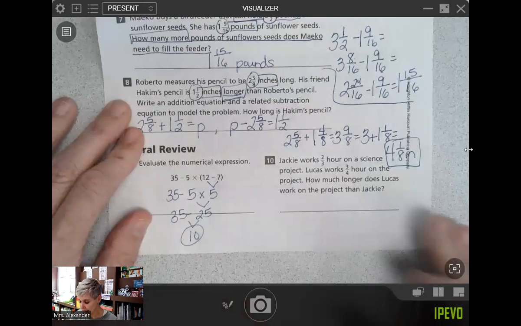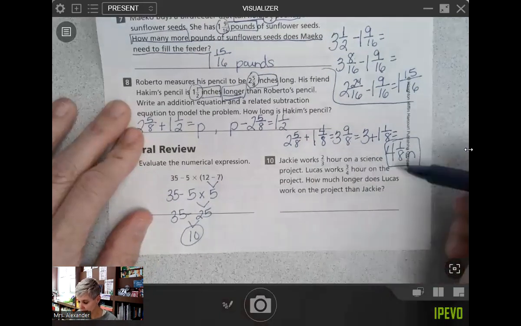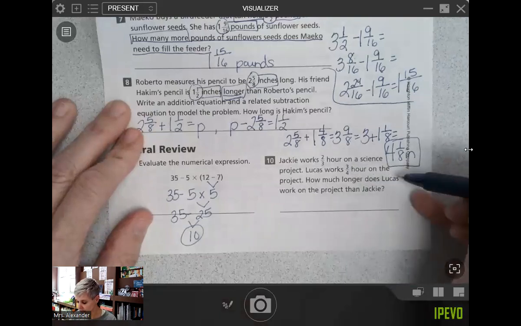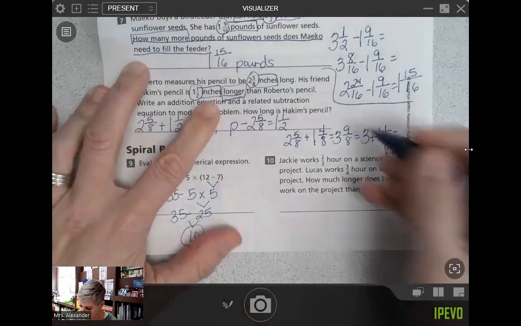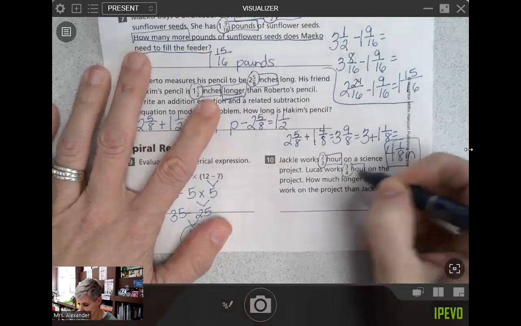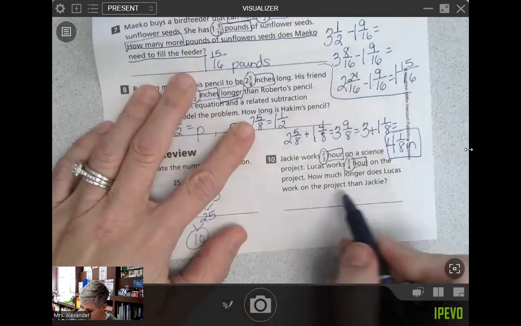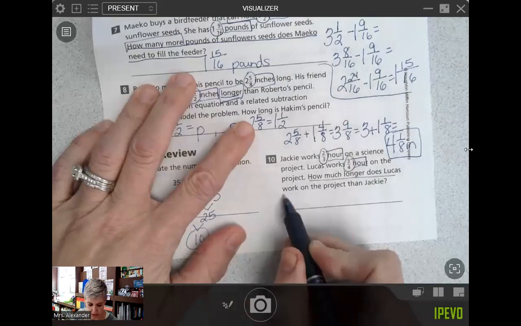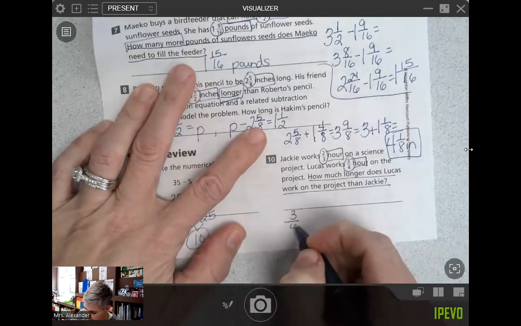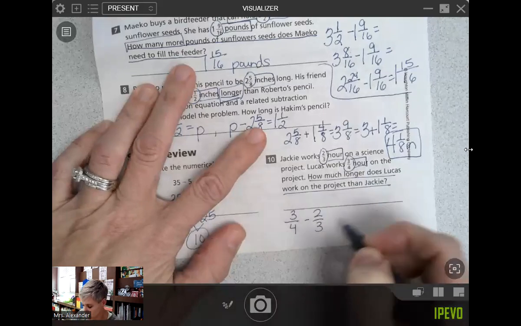Last one, Jackie works 2/3 hours on a science project. Lucas works 3/4 of an hour on the project. How much longer does Lucas work on the project than Jackie? She did 2/3 of an hour. He did 3/4 of an hour. How much longer did he work? So we're going to do 3/4 minus 2/3 equals.